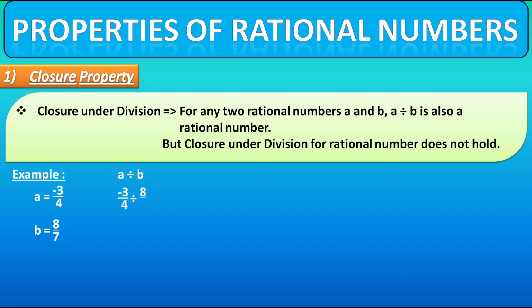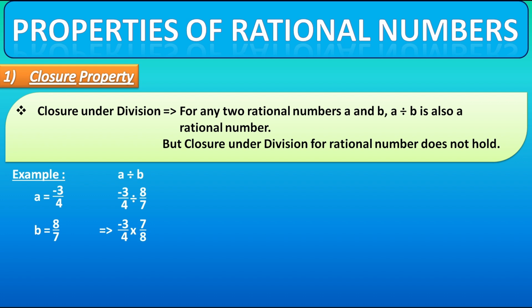Now, as per the rule of fractions, whenever we have to divide one fraction by another, we have to find the reciprocal of the second fraction and change the division sign to a multiplication sign. So here minus 3 upon 4 will remain as it is. Then we write the multiplication sign and then the reciprocal of the second fraction, that is, 8 upon 7 will become 7 upon 8.